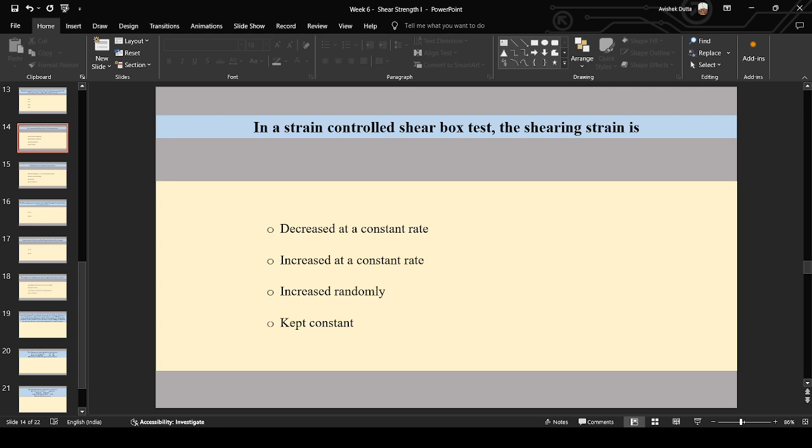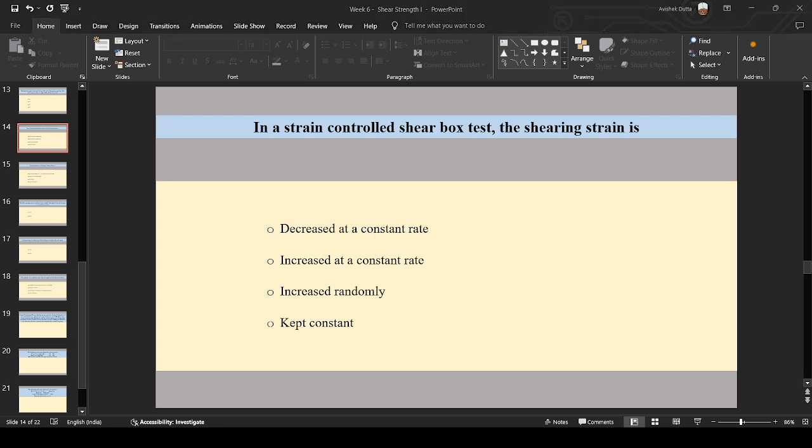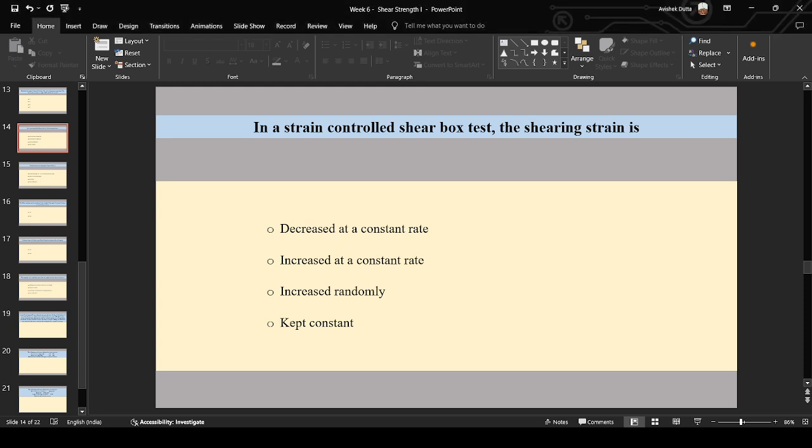I repeat the question. In a strain controlled shear box test, the shearing strain is decrease at a constant rate, increase at a constant rate, increased randomly, or kept constant. Okay. Next question.